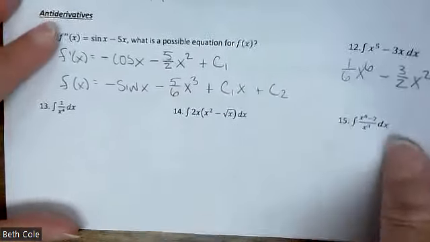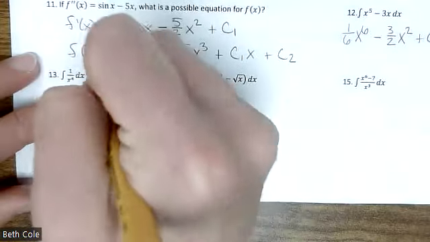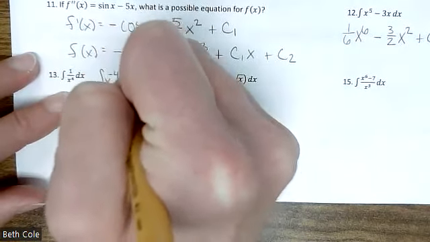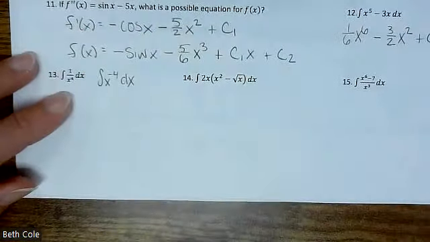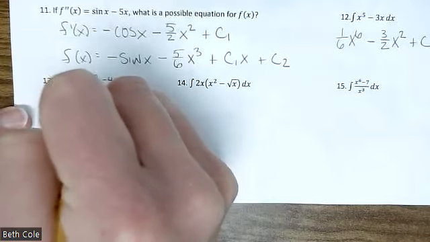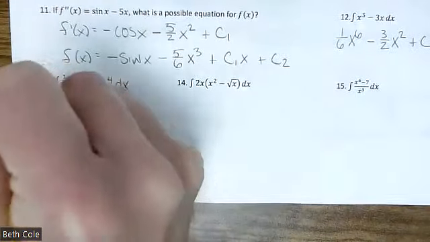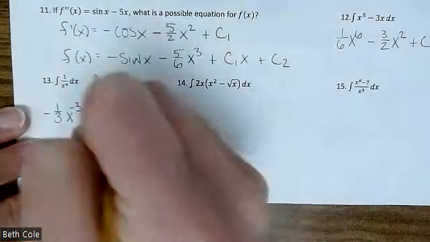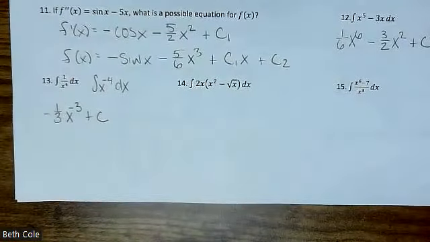All right. This one, that really means x to the -4th. I'm going to write it. If you're able to just hold that in your head, that's fine too. You have to make it less negative. So x to the -3, and so out front is a -1/3, plus c.